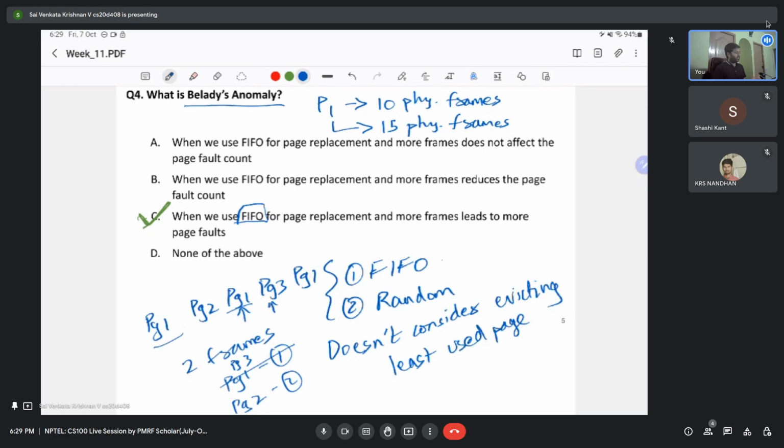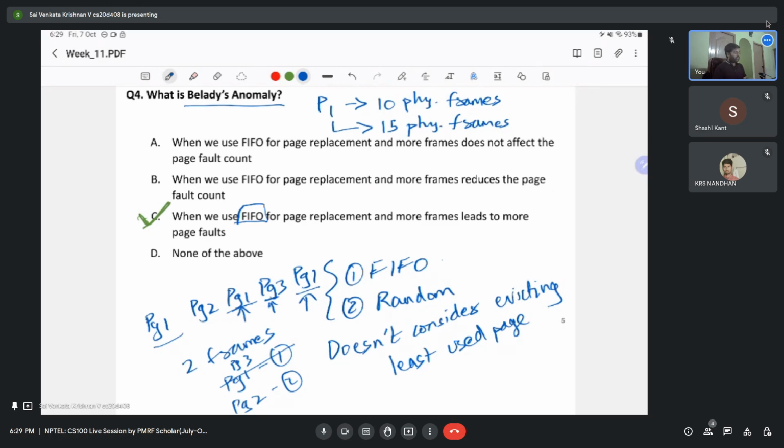But a FIFO or random algorithm doesn't consider these aspects in its replacement policy. So it blindly takes out page 1 and gets page 3. And now when it wants page 1 again, it takes out page 2. Instead of taking out page 1 in the first place to get page 3, if it had taken out page 2 and placed page 3 in its position, this reference would be a hit because page 1 would be present in memory. So this is what Belady's anomaly is.